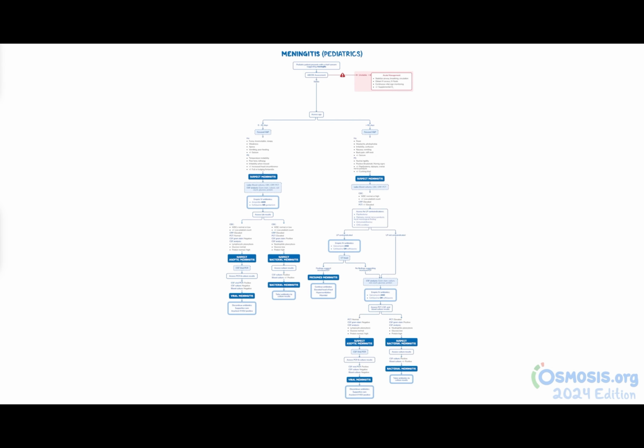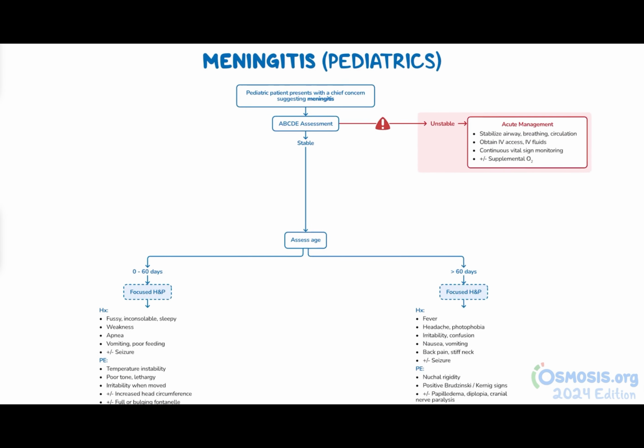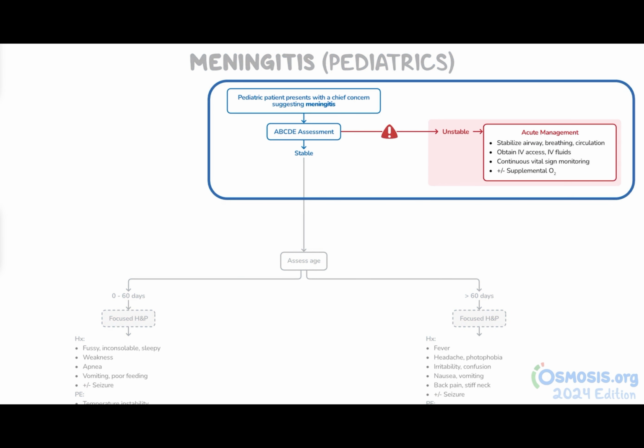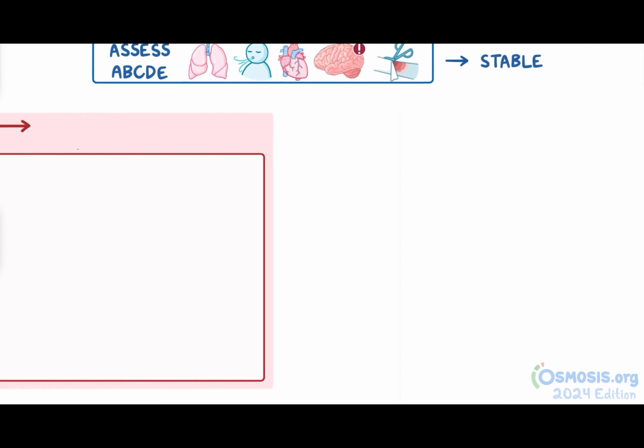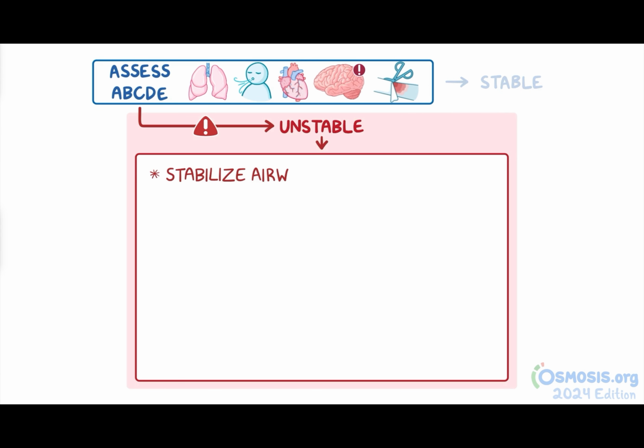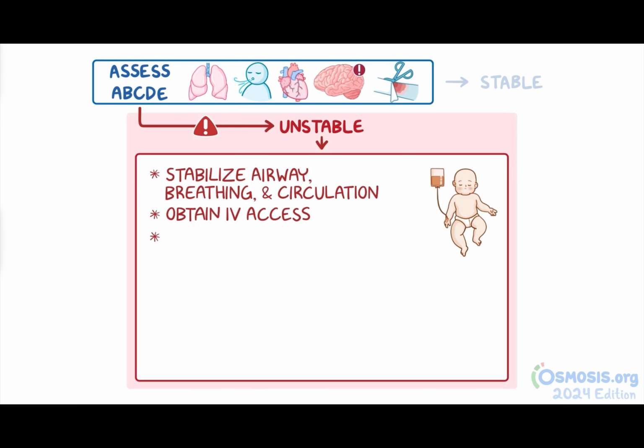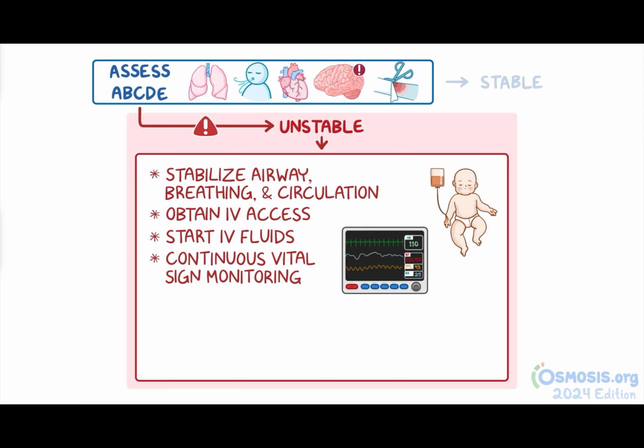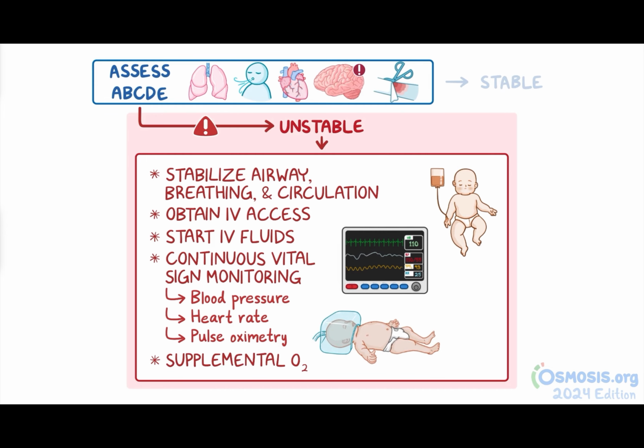Now, if your patient presents with a chief concern suggesting meningitis, perform an ABCDE assessment to determine whether the patient is unstable or stable. If unstable, stabilize their airway, breathing, and circulation. Next, obtain IV access, start IV fluids, and put the patient on continuous vital sign monitoring, including blood pressure, heart rate, and pulse oximetry. Finally, if needed, don't forget to provide supplemental oxygen.